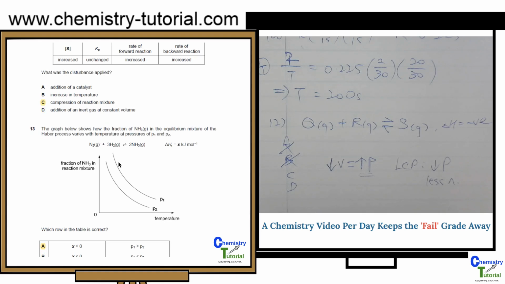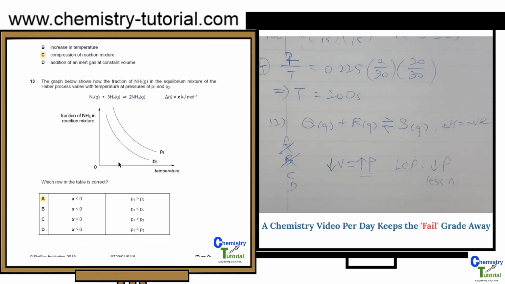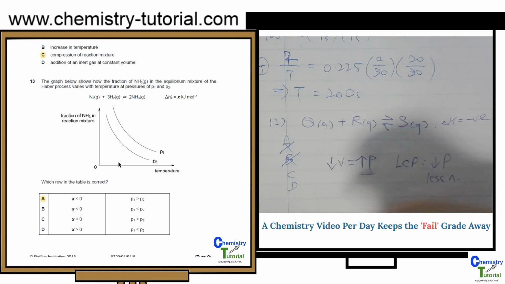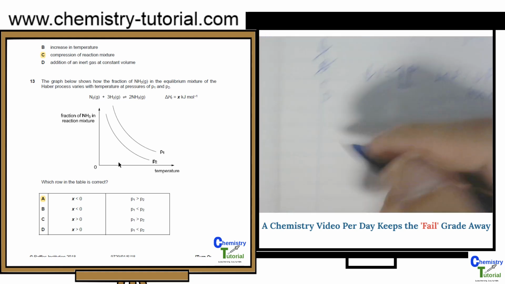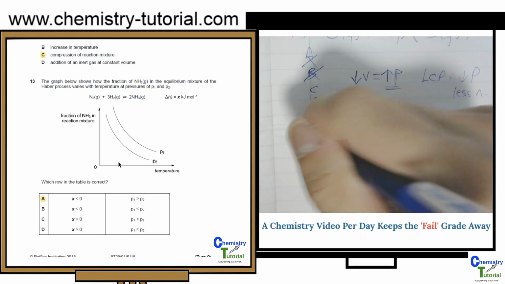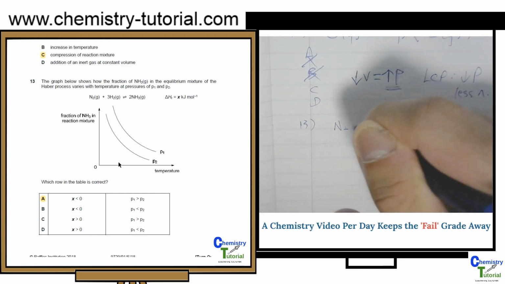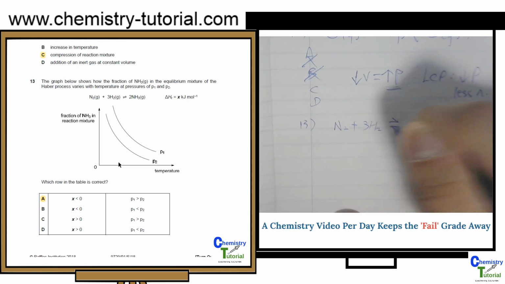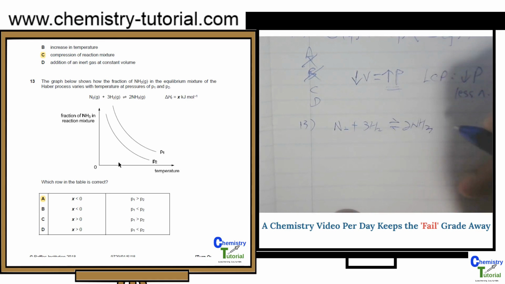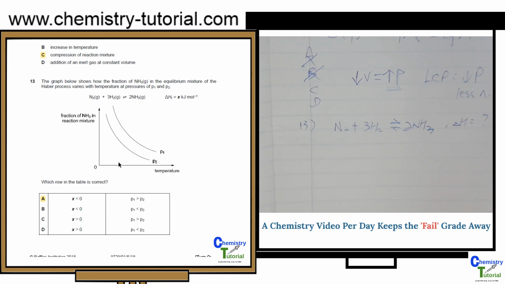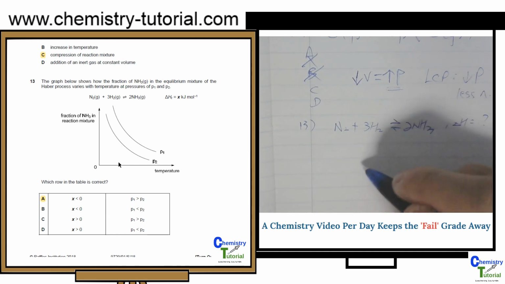Now, for question 13, the graph below shows how the fraction of NH3 gas in the equilibrium mixture of the Haber process varies with temperature at pressures of P1 and P2. So in which row is the table correct? Now to do this question, okay, so for question 13, Haber process: N2 plus 3H2 to give you 2NH3, okay? Delta H of the forward reaction we do not know, but actually if you know the Haber process, you should know that this is actually an exothermic reaction. But let's assume we do not know.